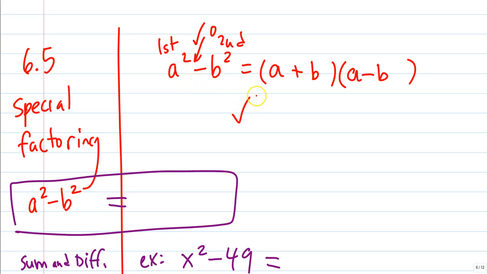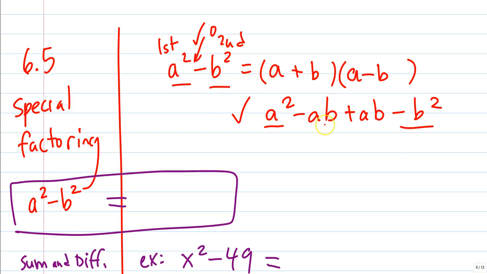Let's check it. A times a is a squared, a times b, that would be minus ab. B times a is plus ab, and b times negative b is minus b squared. Notice we have the a squared at the beginning, the minus b squared at the end, and a positive ab and a negative ab would 0 out. So I'm left with a squared minus b squared.